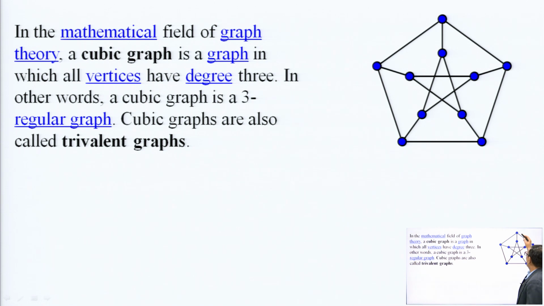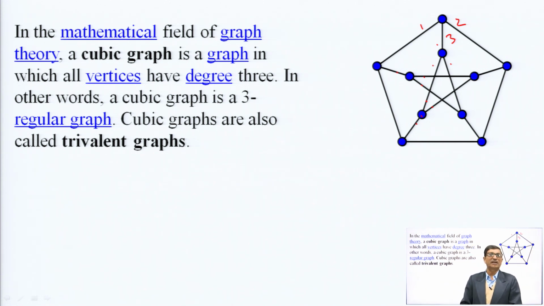This is a cubic graph, and if you observe any point, it has 3 edges: 1, 2, 3. This point also has 1, 2, 3. So, you see here all vertices have degree 3. If you see this, it has this and this. This vertex also has 3. So, all the vertices have degree 3.